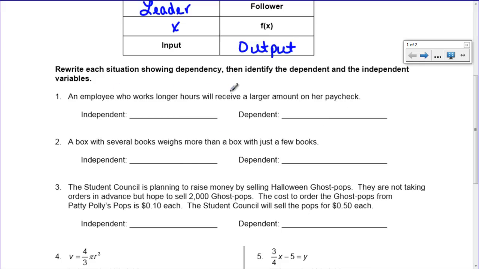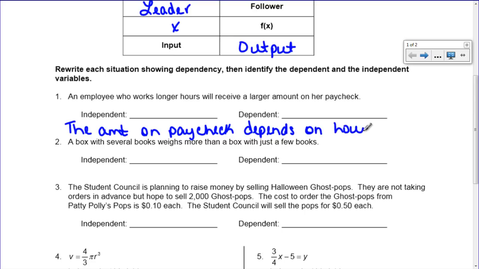So an employee who works longer hours will receive a larger amount on her paycheck. And so as we think about this, what we're going to think about is that the paycheck depends on the hours worked. So to write just showing dependency, we're going to put the amount on her paycheck depends on, because this is how we show dependency, the hours worked. So my two variables are the things where it says they depend on. So it's the amount on the paycheck and the hours that get worked.